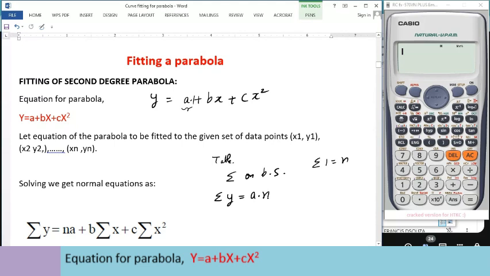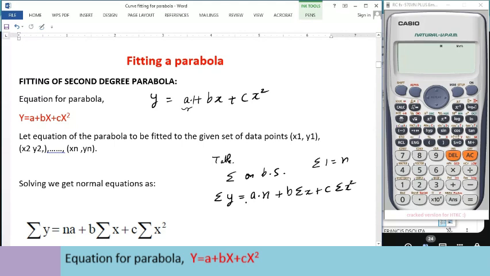So I think you remember, friends, in my previous lecture also we discussed the fitting of a straight line. Please go through that video also. So I'm going to take n. Now b is constant, I will write b as it is, summation of x, plus c is constant, I will take summation of x².